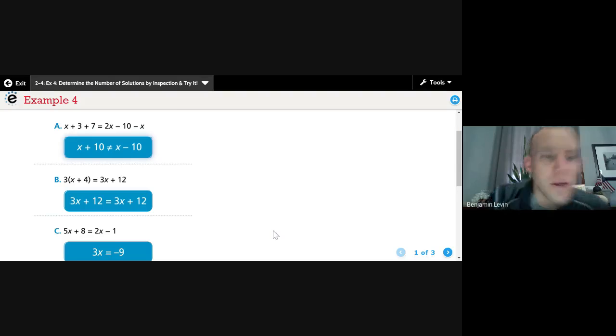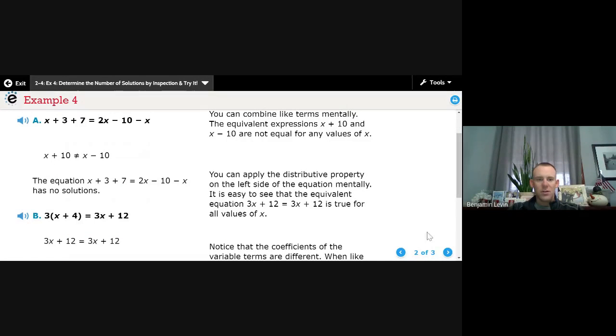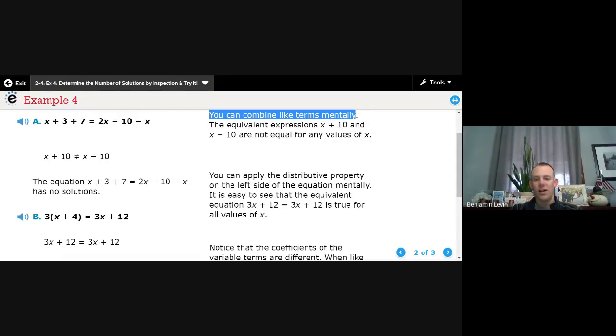So let's do a couple more of these. This is just them explaining it, so I won't go into this too much, because obviously this is what we just talked about. But this one's talking about how you can combine the terms mentally. You can almost do this one in your head, right?